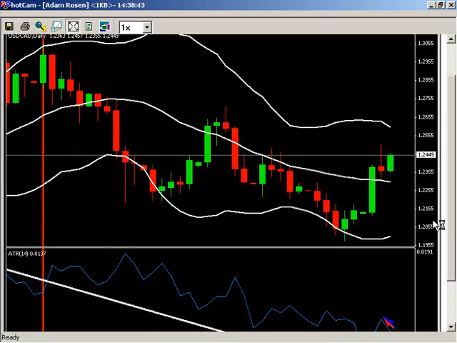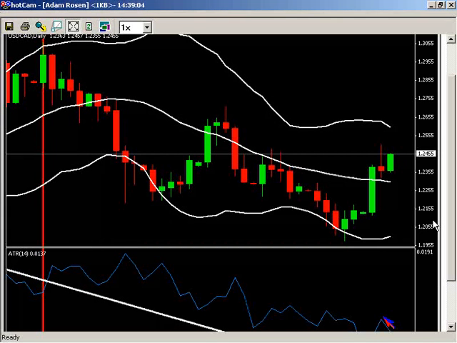See how the ATR line tends to follow the price action, so to speak? It's because the ATR measures 14 previous candles. So it takes some time for the ATR to catch up to what the market's doing.